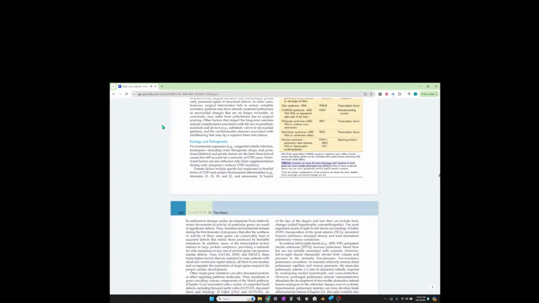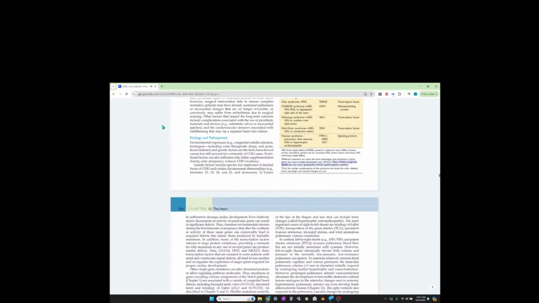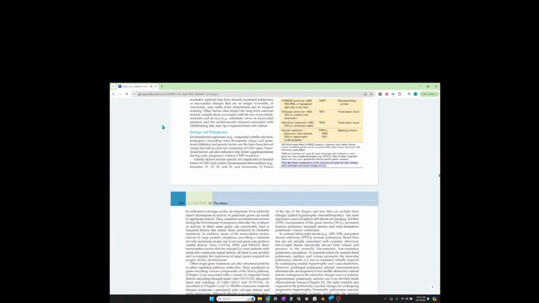Different mutations can cause the same phenotype, and mutations in some genes can cause multiple phenotypes. Many of these congenital lesions also can occur sporadically, without specific genetic mutation. Only the cardiac manifestations of the syndrome are listed. The other skeletal, facial, neurologic, and visceral changes are not.